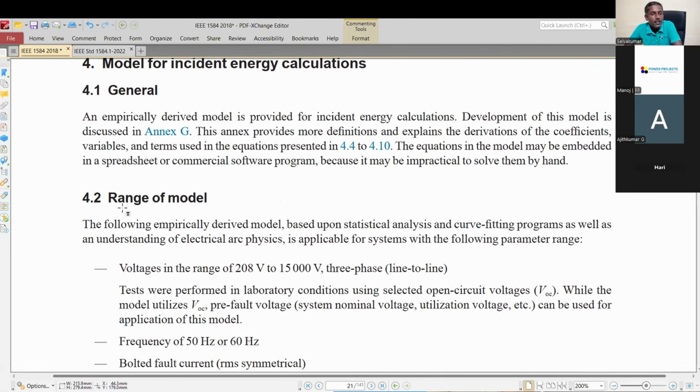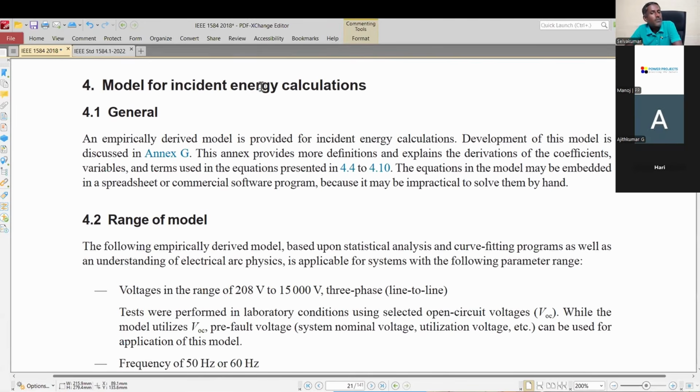The standard gives a model for incident energy calculations. It is an empirically derived model. That means there is no mathematically developed model, but it's an empirically derived model based on statistical analysis and a curve fitting problem.